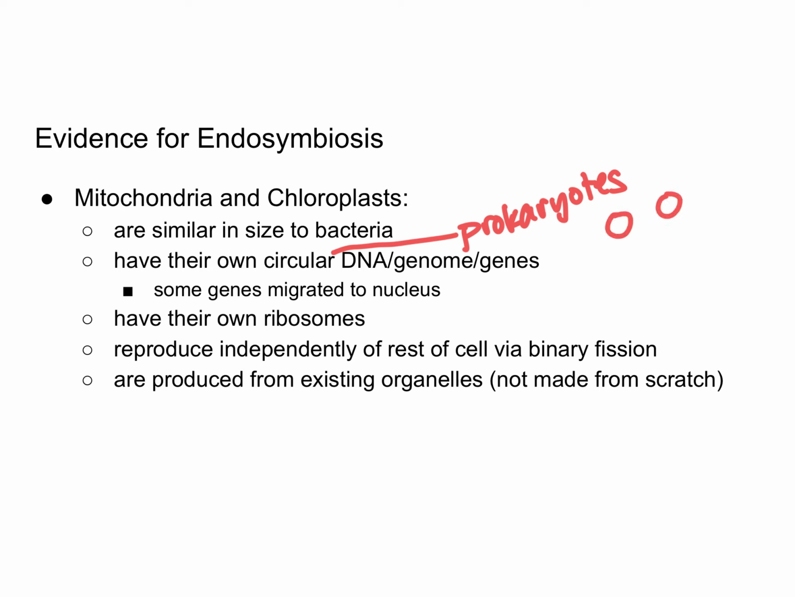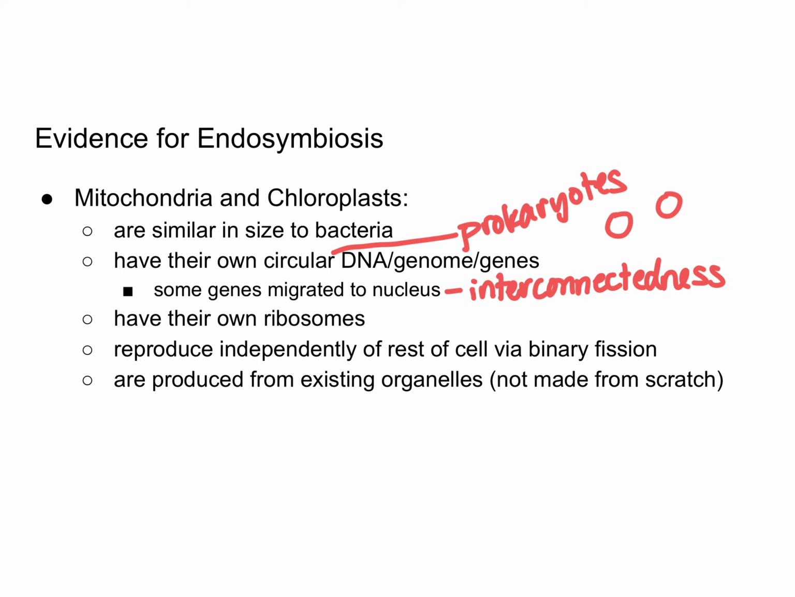Now, some of the genes that were likely in the original prokaryote have migrated to the nucleus, and this is likely what has caused that interconnectedness. That has resulted in the structures not being able to live on their own anymore, because some of the genes from the original prokaryote are now incorporated into the genome in the nucleus of the eukaryote. And so without those genes, the mitochondria or the chloroplast can't survive on their own.